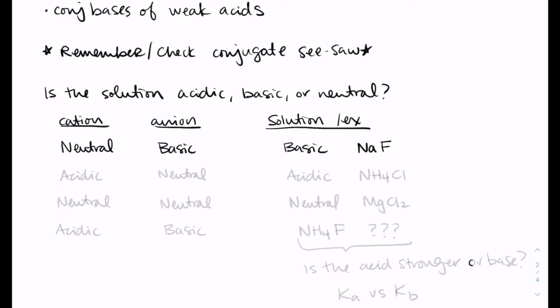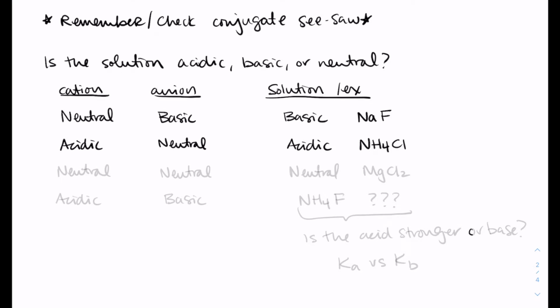Okay, so with the conjugate seesaw in mind, we mentioned a couple of things. Neutral: the conjugate acid of a strong base, so any of the Na+, Li+, K+, and then the conjugate bases of strong acids. We just mentioned chloride. So if you know your 6 or 7 strong acids, the counter ions for those, chloride, nitrate, would be neutral solutions. Things that produce basic solutions are the conjugate bases of weak acids, and don't forget to check the conjugate seesaw.